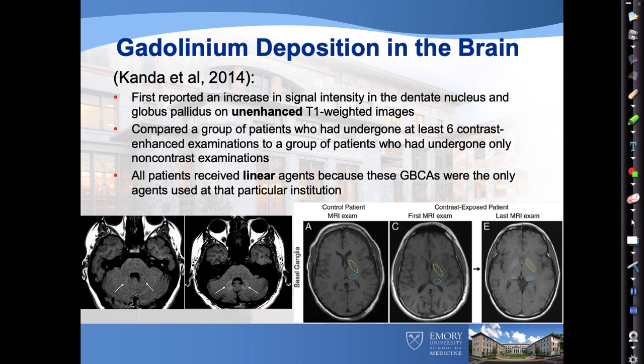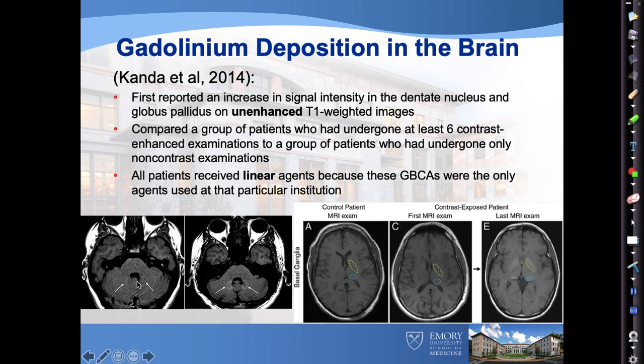Kanda et al. first reported an increase in signal intensity in the dentate nucleus and globus pallidus on unenhanced T1 weighted images. It's important to note, unenhanced T1 weighted images. This was compared between a group of patients who had undergone at least 6 contrast-enhanced examinations and a group of patients who had undergone only non-contrast examinations. All patients received linear agents because these gadolinium-based contrast agents were the only agents used at that particular institution.